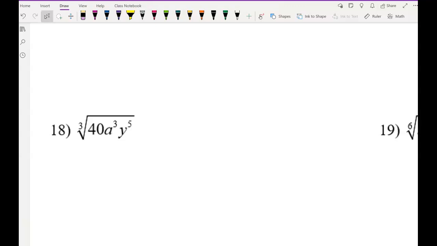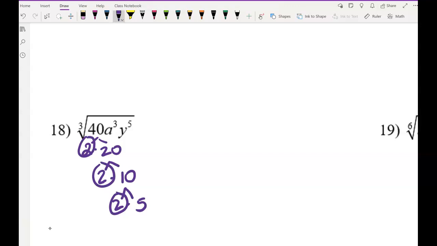Cube root of 40. 40 is going to be 2 times 20. 20 is 2 times 10. 10 is 2 times 5. So it looks like we have 3 2s and a 5. Okay, so definitely take out a 2. A 5 is going to stay on the inside since it does not have a set of 3. A to the 3rd with the 3rd index, that's going to give us a to the 1st power. We do not need to worry about absolute value since our index is odd.